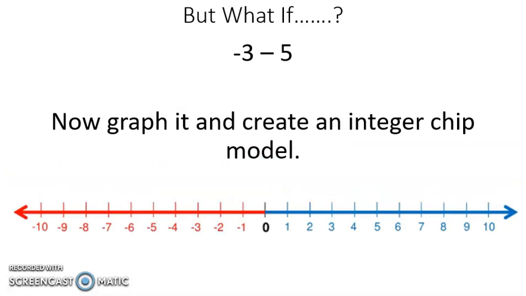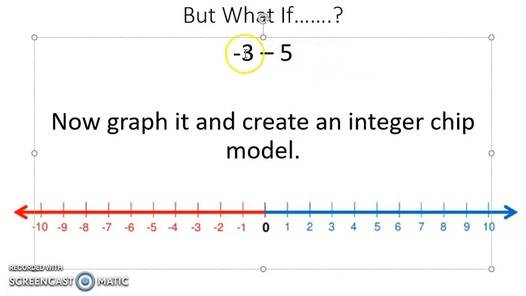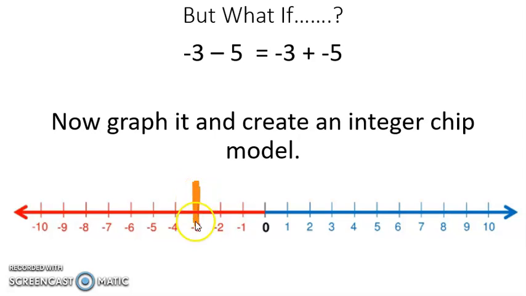Okay. Negative 3 minus 5. Rewrite it. Negative 3 plus negative 5. Where's my starting point? Negative 3. Got to start right here at negative 3. I'm going to go down 5. 1, 2, 3, 4, 5. Where do I land? Negative 8.